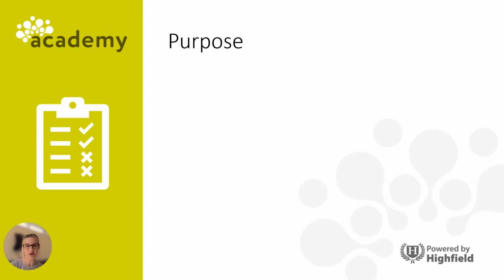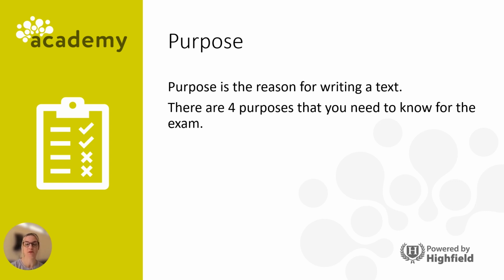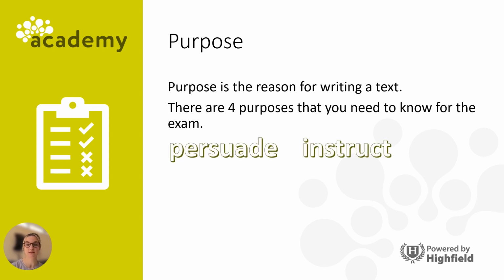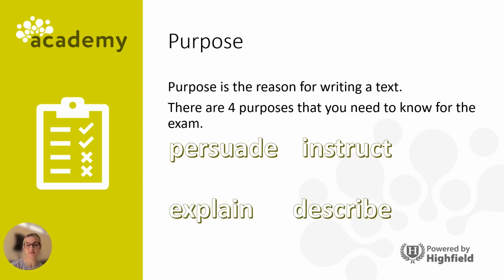Now, all texts are written for a reason, that is, the purpose. So the writer will have an aim or purpose, for example, to explain to the reader or to persuade the reader. Now, often texts have more than one purpose. There are 4 purposes that you need to know for the exam. So there's persuade, instruct, explain, and describe, which again you may have come across in Level 1 Functional Skills English.